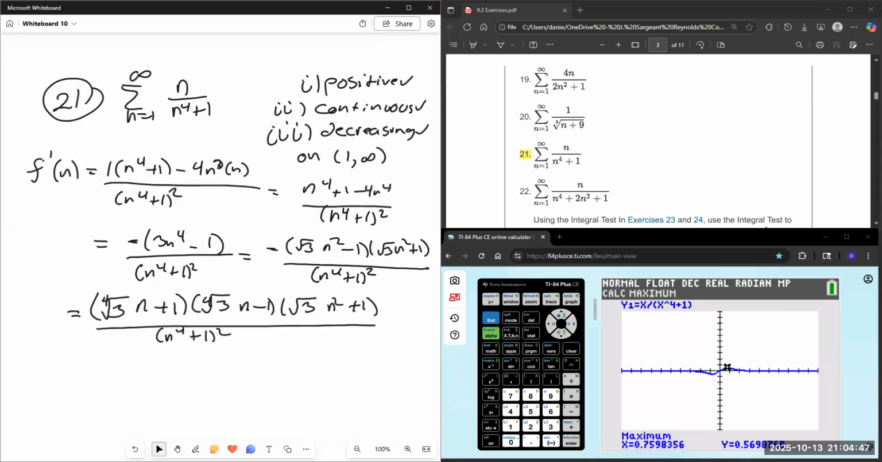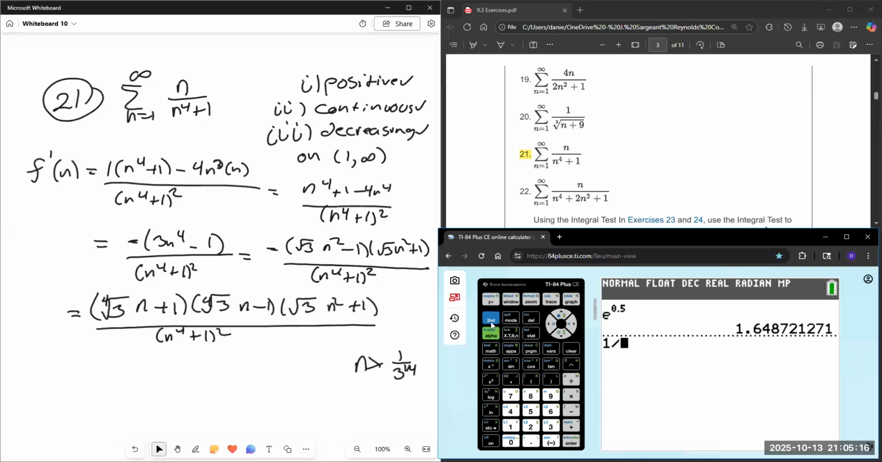And let me pick a large enough number here so that I'm sure that we are going to get a positive times a positive times a positive. So I need n to be greater than 1 over 3 to the 1/4 power. So 1 divided by 3 to the 1/4 power is going to be 0.7598, and so on.